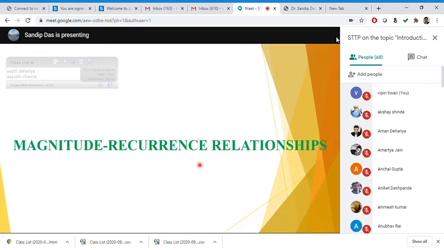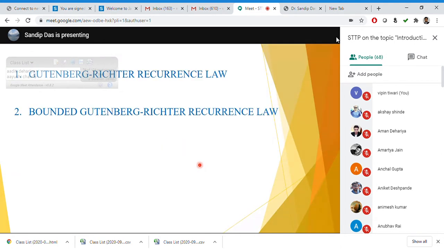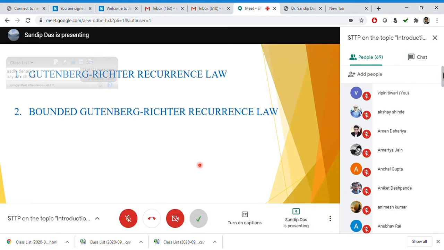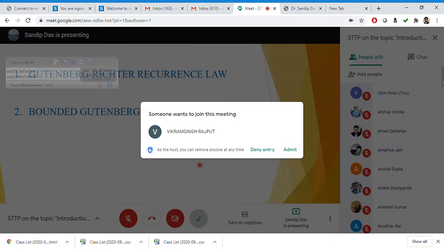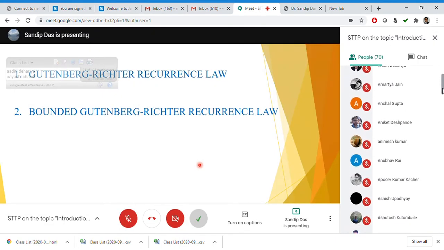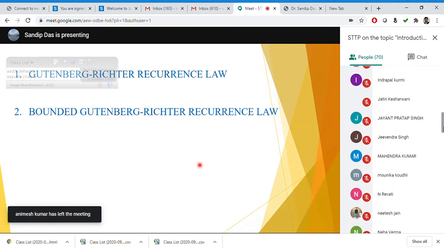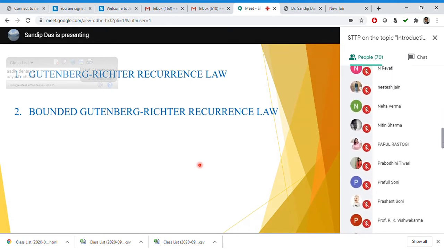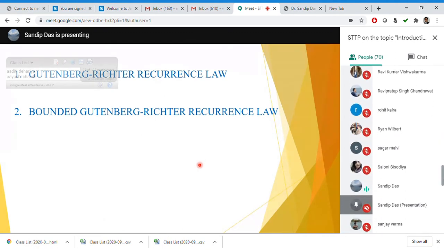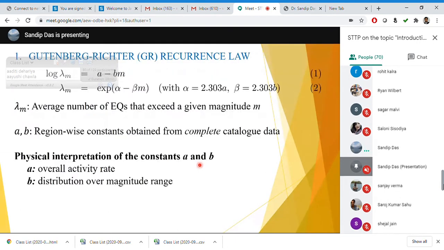I think a few of you, those who have taken some introductory course on earthquake engineering, must have heard that there are few magnitude recurrence laws available, and the most commonly used ones are actually due to Gutenberg and Richter. So there is one Gutenberg Richter recurrence law, and there is one bounded version of that. I will discuss what we understand by Gutenberg Richter law and what is the bounded version of that. Now let us see first, what do we understand by this Gutenberg Richter law?